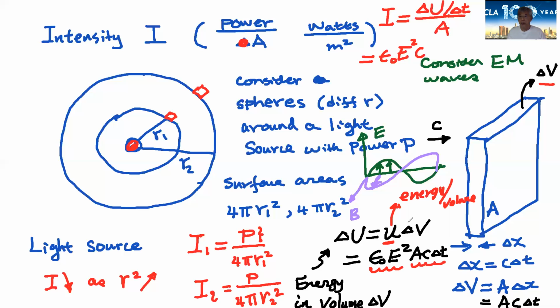So now we're going to calculate the I in this situation. The I is going to be equal to delta U over delta T. This is the power, right? On the numerator, that's your power right there. And the power divided by area A is your I, like here. So then in this formula, A delta T divided by A delta T, delta T moves down here, so A delta T cancels out, and then it will be epsilon zero E squared times C.